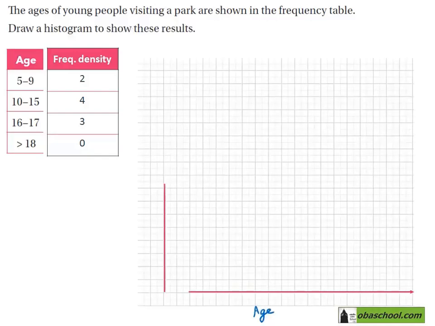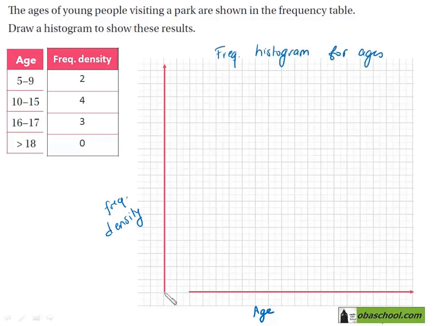So on the horizontal axis, we're going to have the age of the people attending the park. On the vertical axis, we're going to have their frequency density. The title is going to be Frequency Histogram for Ages. So we had 5. Let's go each box by 1 unit: 10, 16, and 18. Now for the vertical axis, I'm going to use a scale of 1 since we are limited to small numbers: 1, 2, 3, 4.